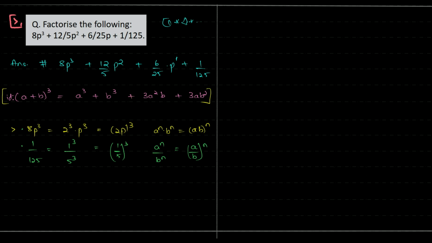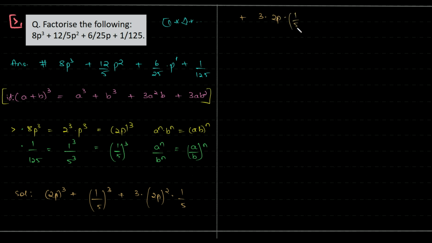My trick is stop over here. Just write it. Write what? See. A cube is 2p the whole cube. B cube is 1 by 5 the whole cube. Plus 3 into a square is what? 2p the whole square. Into b is what? 1 by 5. Plus 3 into a is what? 2p. And b square is what? 1 by 5 the whole square.